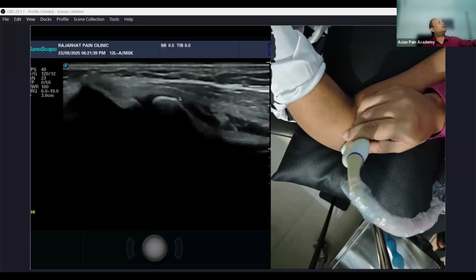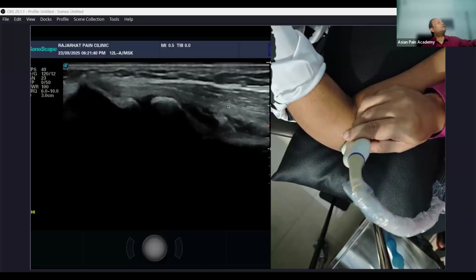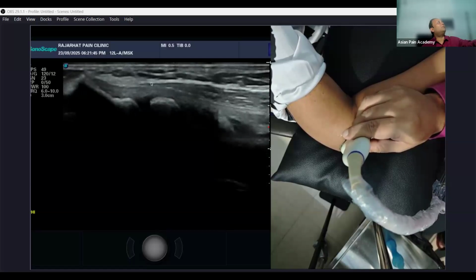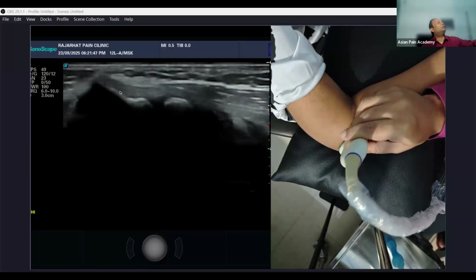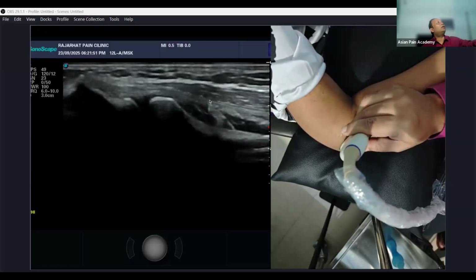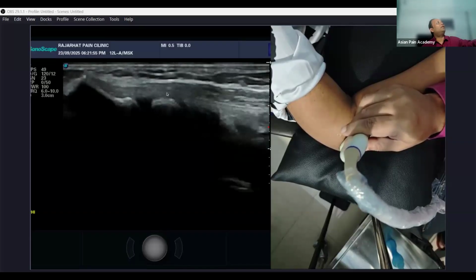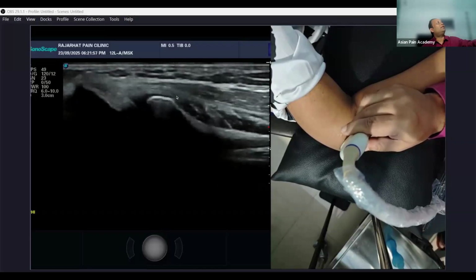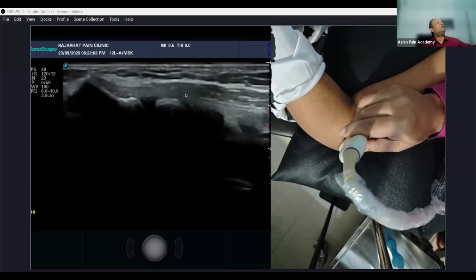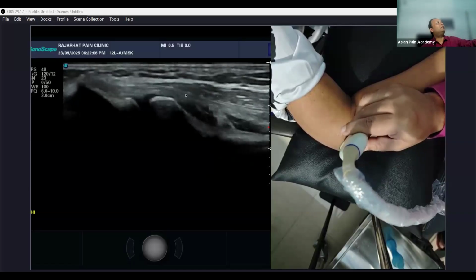Now, where is this fibrillar structure coming from? This fibrillar structure is mainly coming from the ECRB. This is the ECRB tendon. This ECRB tendon is mainly responsible for lateral epicondylopathy, mainly the tennis elbow. If there is a rupture and all, mainly the ECRB tendon is affected. But here it is not only made of the ECRB tendon. There are 3 other tendons.